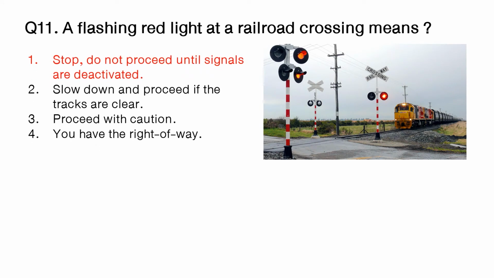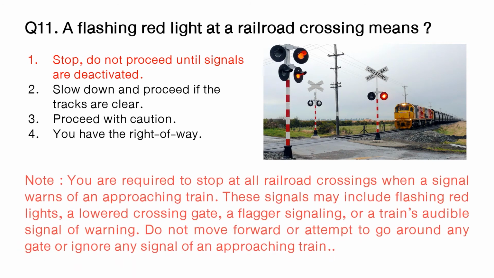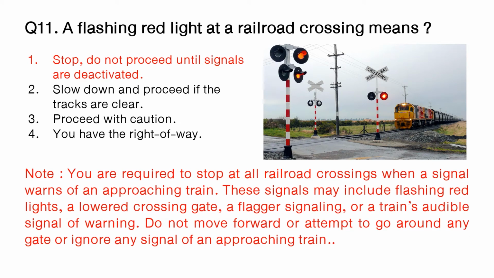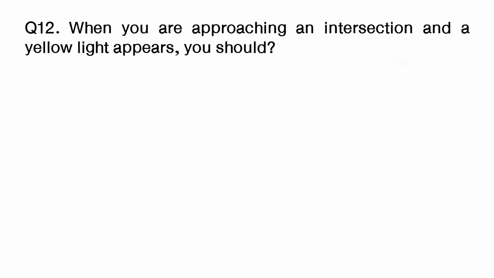Stop, do not proceed until signals are deactivated. Note: you are required to stop at all railroad crossings when a signal warns of an approaching train. These signals may include flashing red lights, a lowered crossing gate, a flagger signaling, or a train's audible signal of warning. Do not move forward or attempt to go around any gate or ignore any signal of an approaching train.